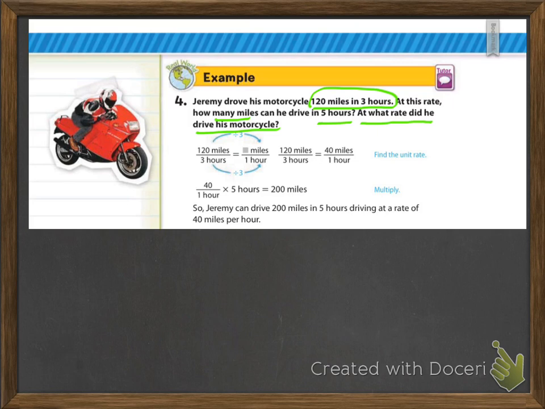Now it says at this rate, how many miles can he drive in 5 hours? Because I'm going to have to find 1 hour, I'm going to put hours on the bottom. So let's go ahead and look at that. We first start with 120 miles over 3 hours. Now we know that we need to get to 1 hour to find a unit rate.